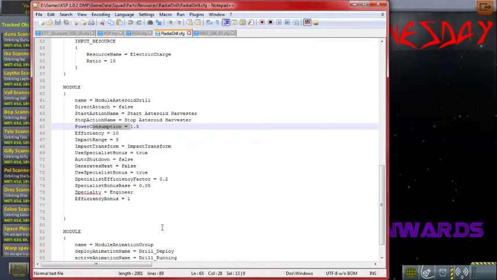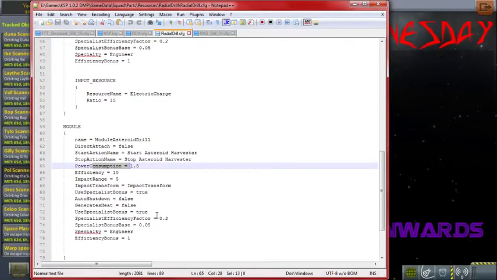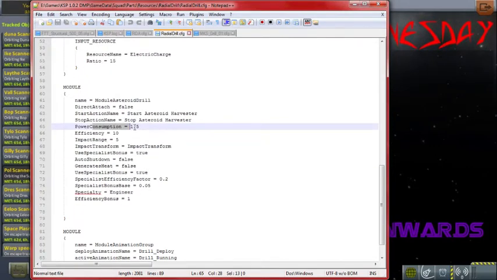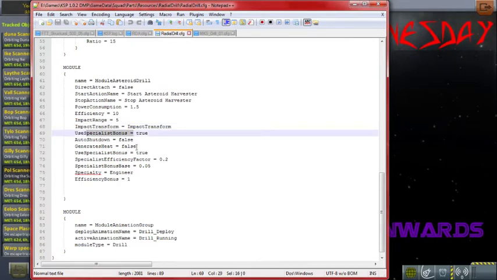Power consumption. Well, slightly different format to this one because it's a different module, but still, power consumption, it automatically assumes that you want to deduct electric charge, and that is the rate per second. Efficiency, pretty much as above. Impact range and impact transform, as above. Speciality bonus, as above. Auto shutdown, generates heat, as above.